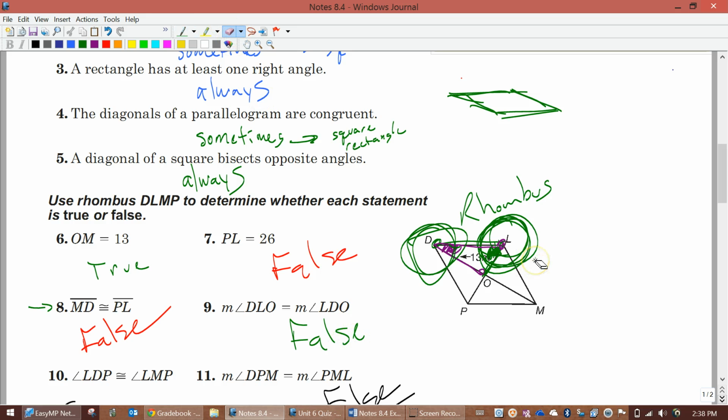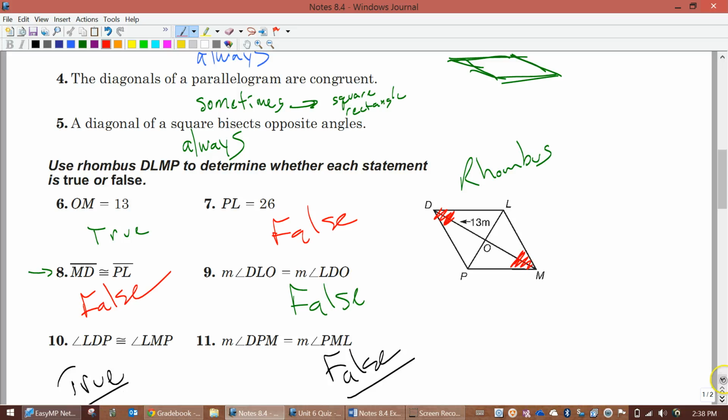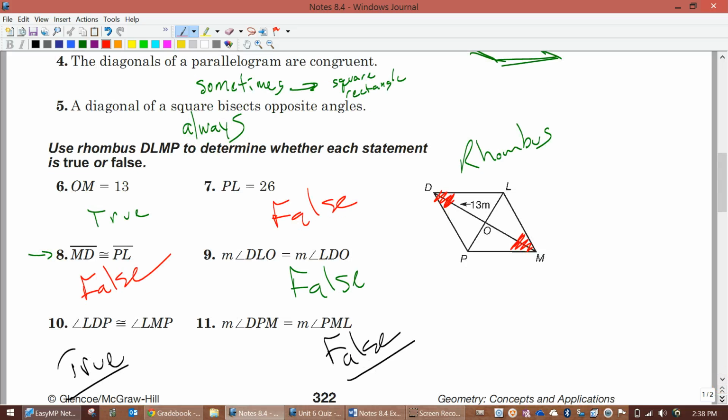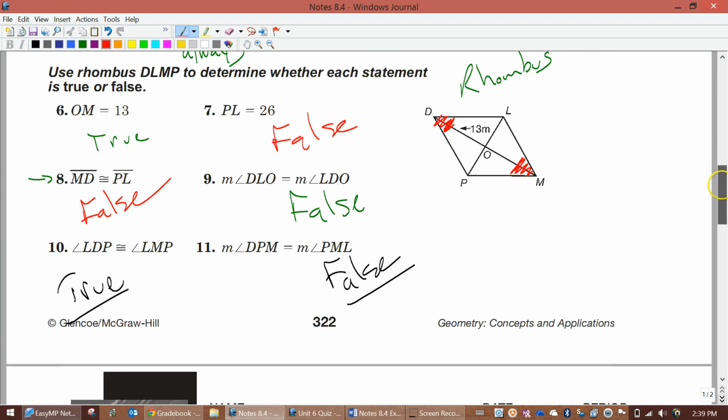LDP, is that the same as LMP? LDP, LMP. You're talking about opposite angles in a rhombus. Are they congruent? Yeah, that one's true. Opposite angles are congruent. That's true. And then the next one is false. That's saying that two consecutive angles are congruent. That's not true. All right? Go to the next slide.